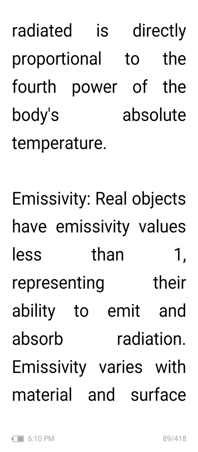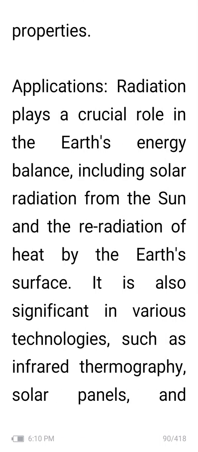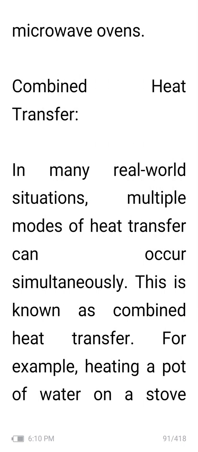Then emissivity. Real objects have emissivity values less than 1, representing their ability to emit and absorb radiation. Emissivity varies with material and surface properties. So, radiation plays a crucial role in the Earth's energy balance, including solar radiation from the sun and the re-radiation of heat by the Earth's surface. It is also significant in various technologies such as infrared thermography, solar panels, and microwave ovens.